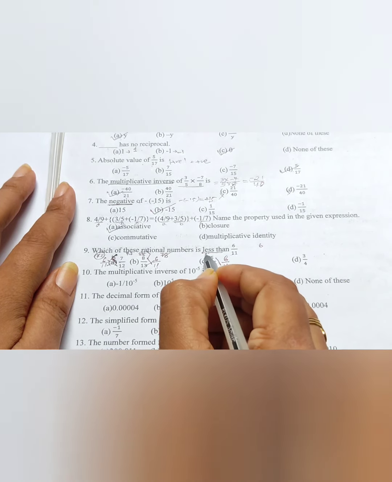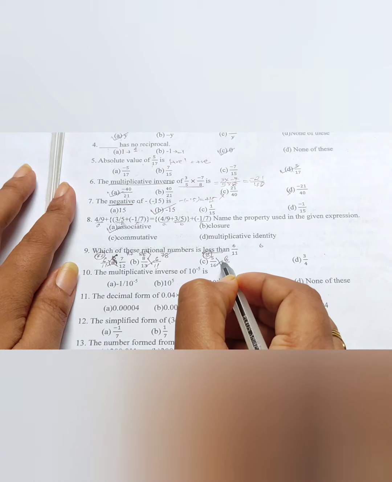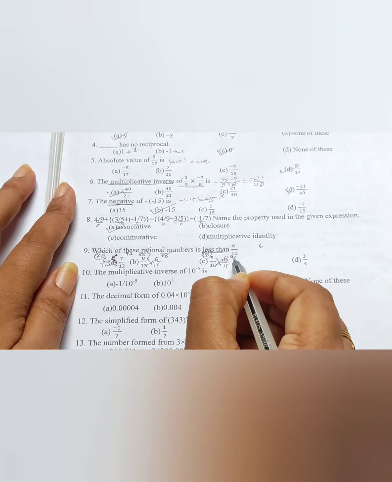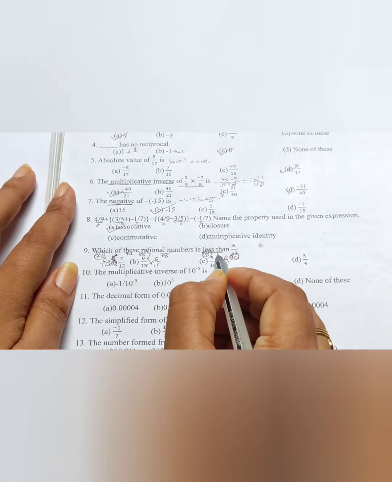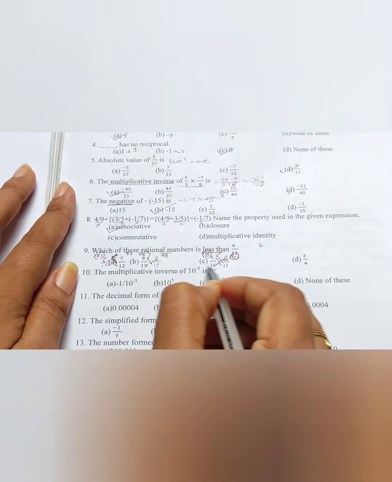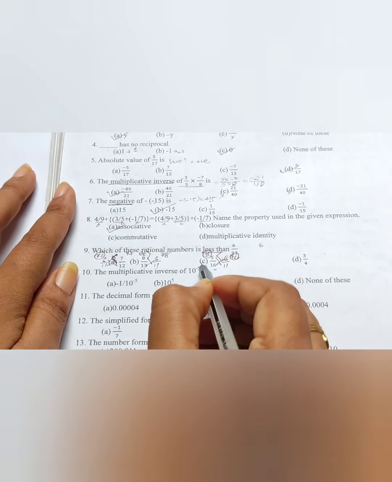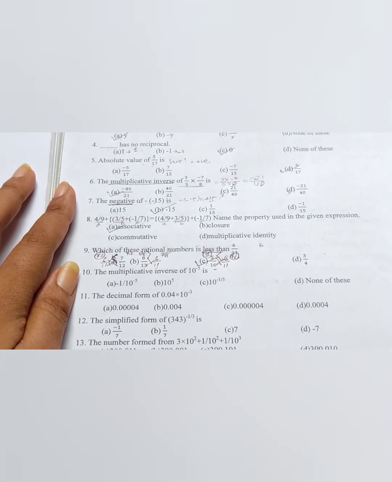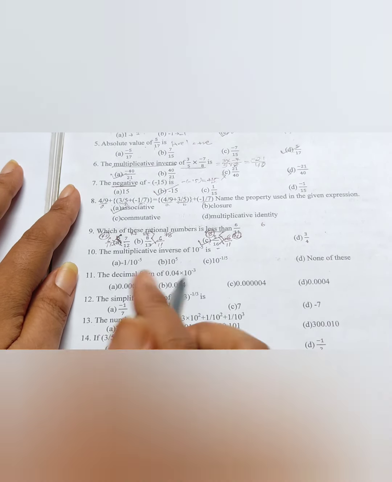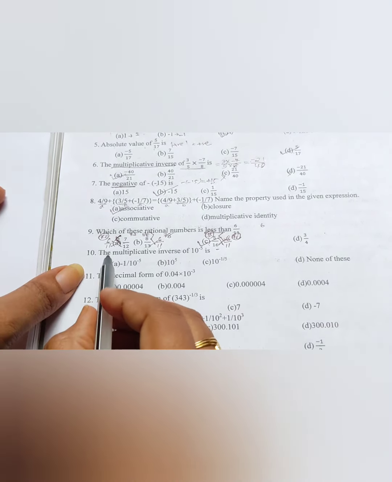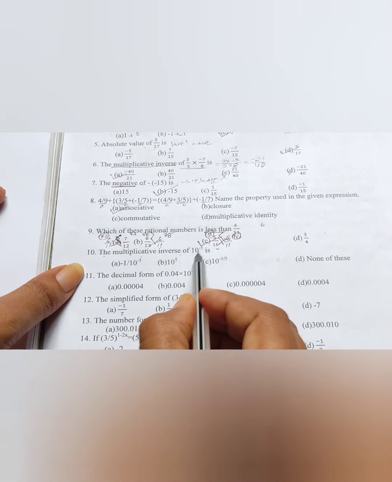Next, again compare 5 by 16 with 6 by 11. So 11 fives are 55 and 16 sixes are 96. Here we got that 5 by 16 is smaller than 6 by 11. And our question is, which of these rational numbers is less than 6 by 11? So the answer is 5 by 16. Now come to question number 10.